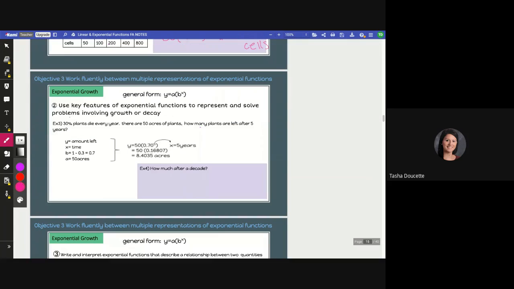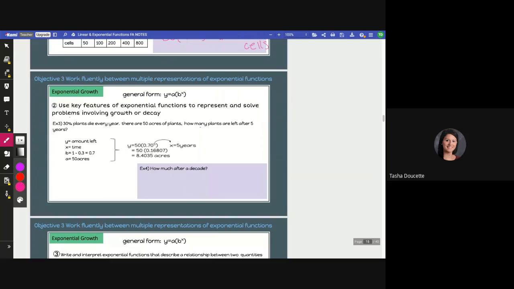So you're going to use key features, again, of this exponential function to represent and solve the problem involving growth or decay. So we need to figure out, is it growing or is it decaying? This example is showing 30% of the plants die every year. There are 50 acres of plants. How many plants are left after 5 years?